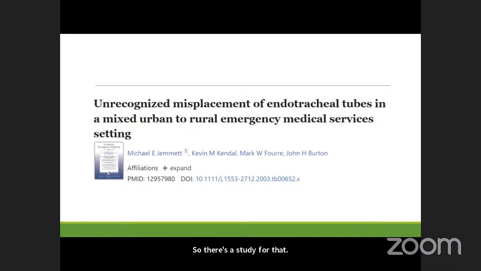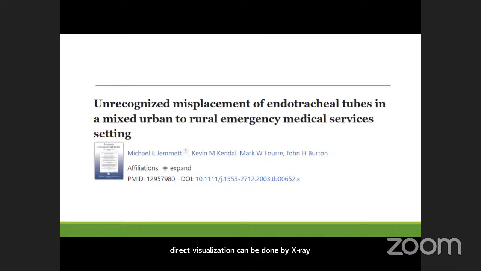So this was a prospective observational study in an urban, rural, and suburban environment. This is one of the bigger studies done in the late 90s, early 2000s that's still quoted today. They had EMS intubate in the field, brought the patients to the hospital, and then the ED physician determined if the tube was in place and documented it. Determination of tube placement can be done through capnography, direct visualization, or X-ray.